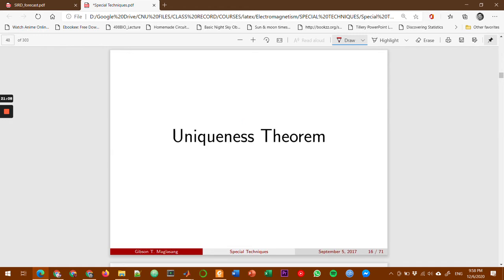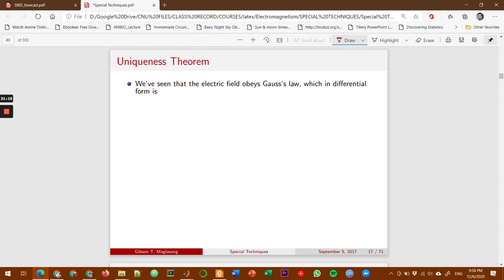Now, let's discuss the uniqueness theorem. Magamit ni siya sa kaning special techniques. Okay. So we've seen that the electric field obeys Gauss' law, which in differential form is given by that. Right? Naka-familiar naman taan na. The field can also be written as the gradient of a potential function. So we get this one, right?